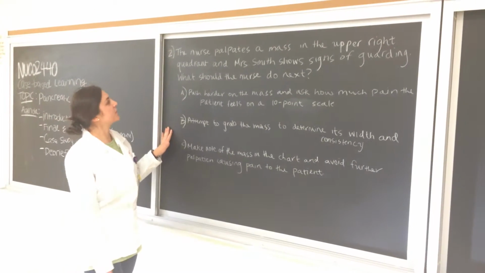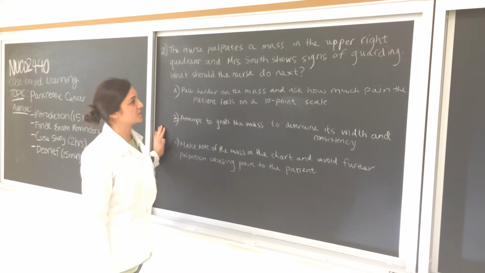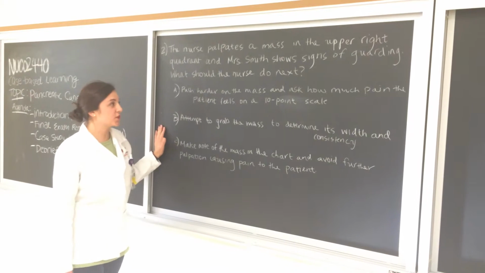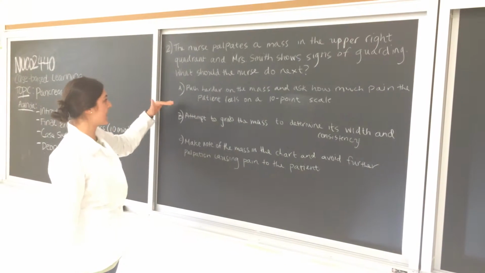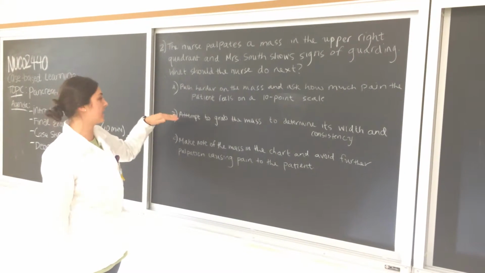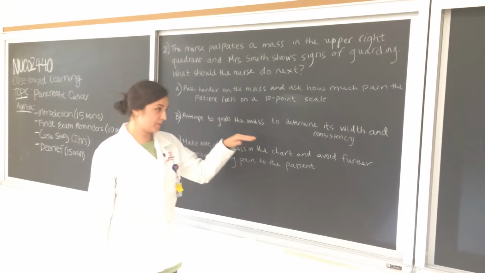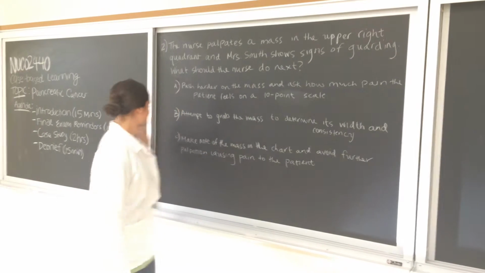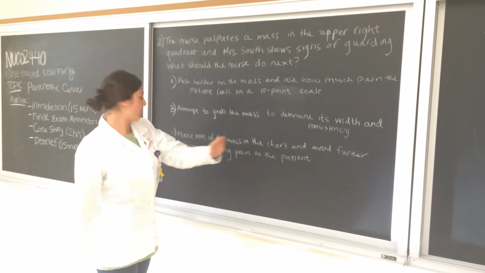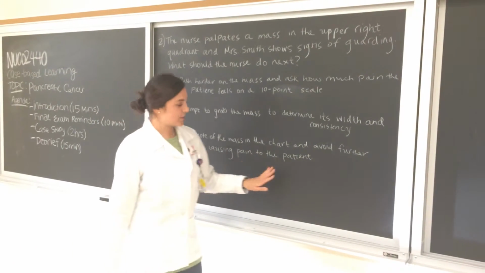All right, class, the nurse palpates a mass in the upper right quadrant, and Mrs. Smith shows signs of guarding. What should the nurse do next? All right, so our answer choices. A, push harder on the mass and ask how much pain the patient feels on a 10-point scale. B, attempt to grab the mass to determine its width and consistency. C, make note of the mass in the chart and avoid further palpation causing pain to the patient. All right, guys, what do you think your answer is?